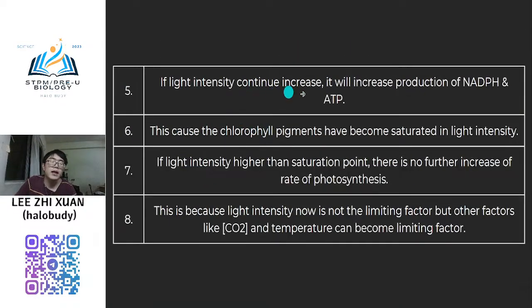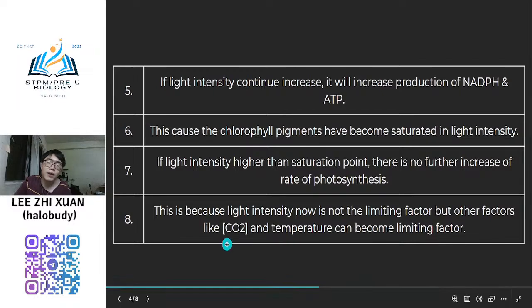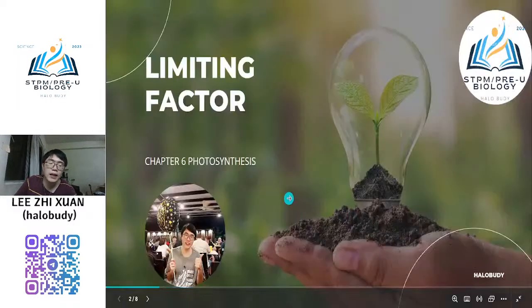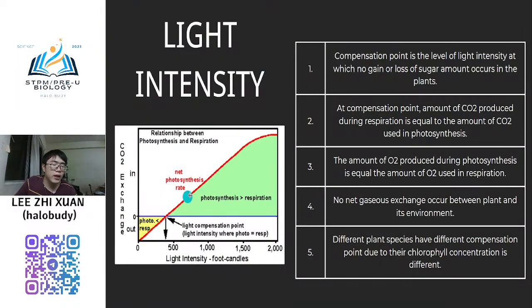And then if light intensity continues to increase, it will increase the production of ATP and NADPH, and then the chlorophyll pigment becomes saturated. And then higher than the saturation point, there is no further increase of the rate of photosynthesis. This is because light intensity now is not the limiting factor but other factors. So although you can increase the light intensity to increase the rate of photosynthesis, there is also the saturation point, same as the enzyme concentration topic.